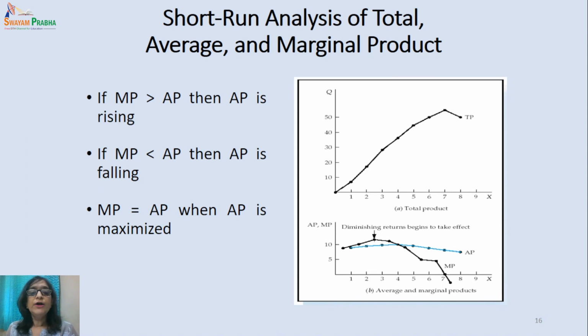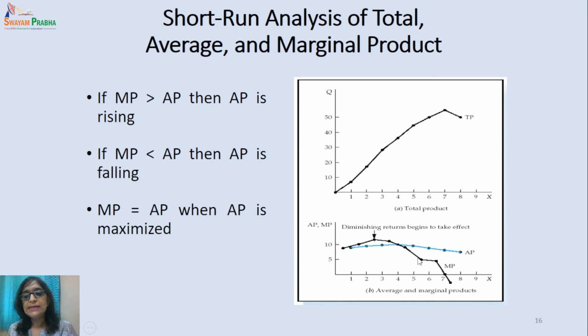If you see the graph, just concentrate on this graph that I have made. When marginal product is more than average product, that is, every new person who is coming in is adding more, then your AP is rising because MP is pulling up your average product. If MP is less than AP, then AP is falling, right?